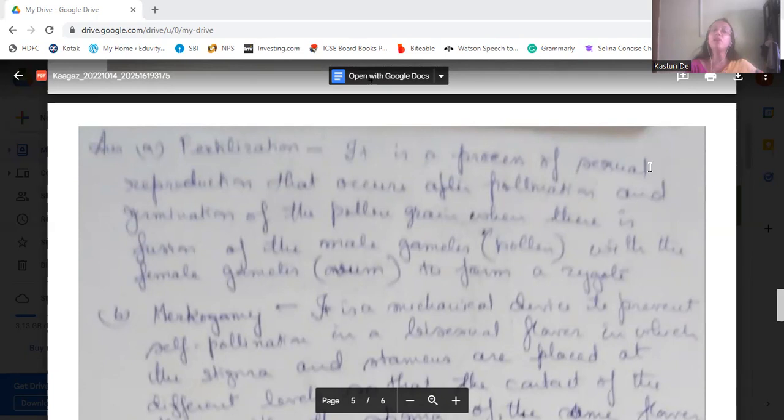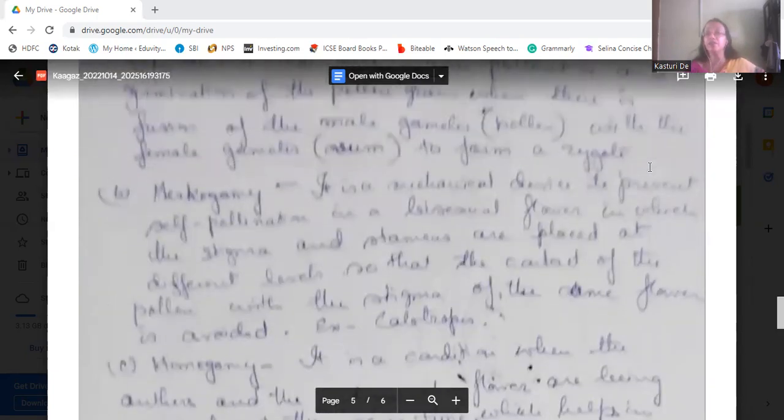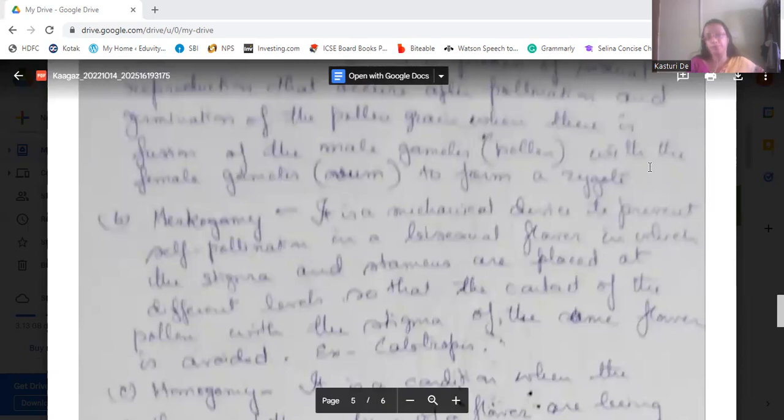Okay. Then we come to hercogamy. It is the mechanical device to prevent self-pollination in a bisexual flower, in which the stigma and the stamens are placed at different levels so that the contact of the pollen with the stigma of the same flower is avoided. Calotropis is the example. So what happens in hercogamy? The stamen and the stigma are placed at different levels. It's a mechanical device to prevent self-pollination. Here only cross-pollination occurs. That's why the pollen will not come in contact with the stigma. Example is Calotropis.